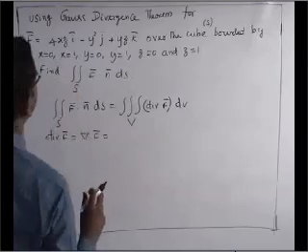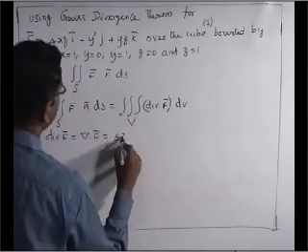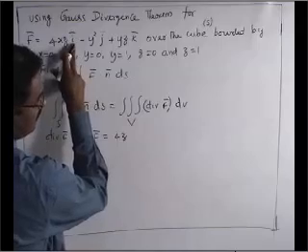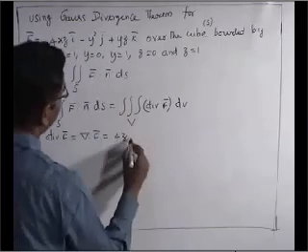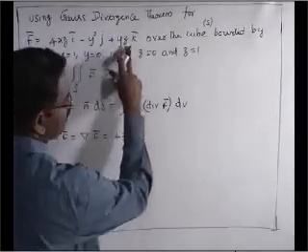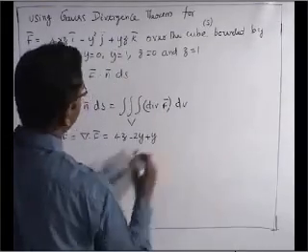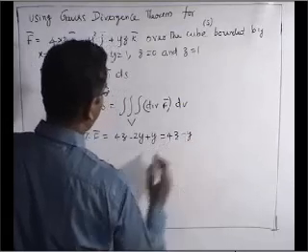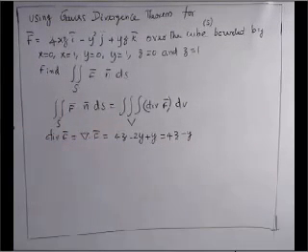So the i component with respect to x is 4z, am I right? And i dot i becomes 1, so it will become a scalar, and j component gives minus 2y, so 4z minus 2y, and with respect to z means plus y. So it's obviously 4z minus y, 4z minus y. This is divergence of F.